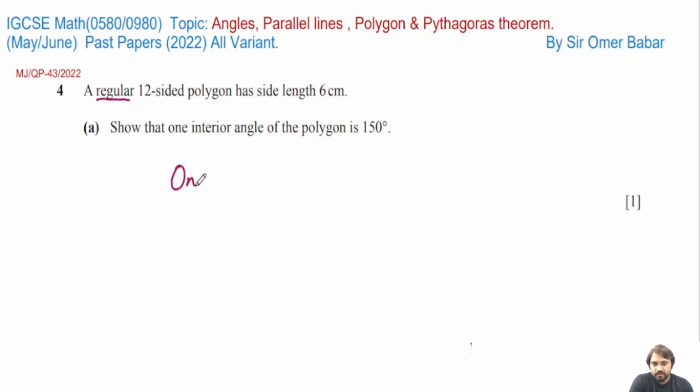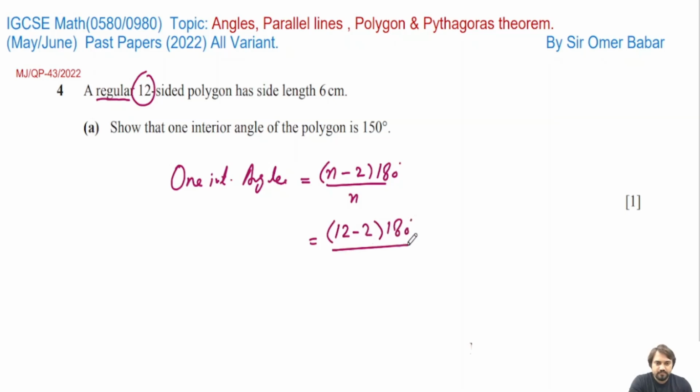We need to show one interior angle. We have the formula for one interior angle. One interior angle is equal to (n minus 2) times 180 degrees divided by n. Now putting the values here, n is number of sides. We have a 12-sided polygon. 12 minus 2 times 180 divided by 12. 10 times 180 divided by 12. Simplifying, 15 times 10 is going to be 150.